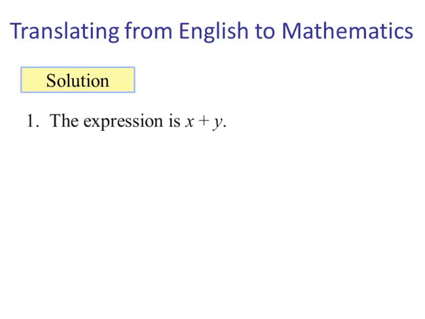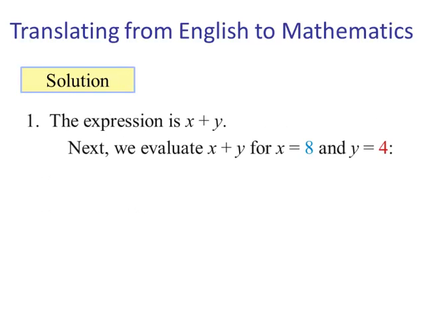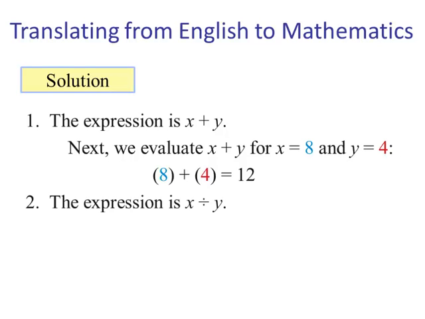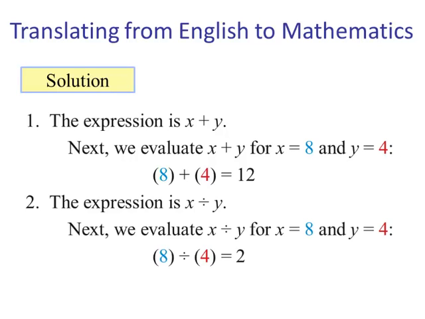The sum of x and y is the expression x plus y. If we evaluate when x is 8 and y is 4, we have the result of 12. Number 2, the quotient of x and y is x divided by y, and evaluating, we have 8 divided by 4, which is 2.